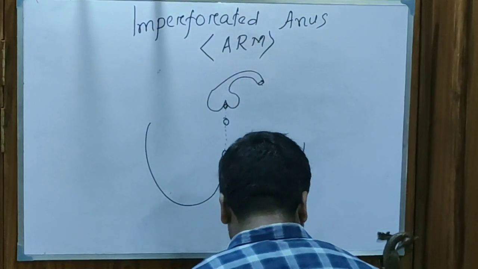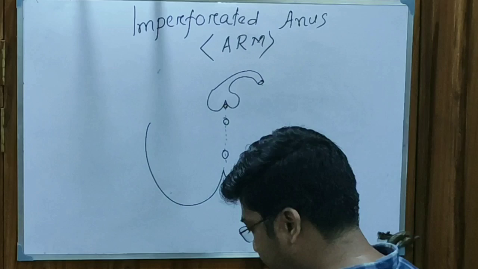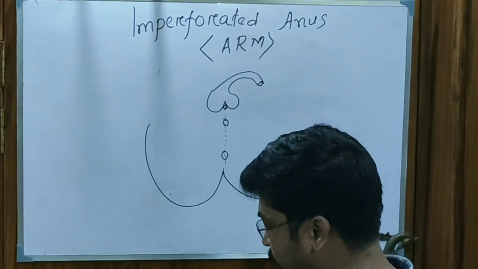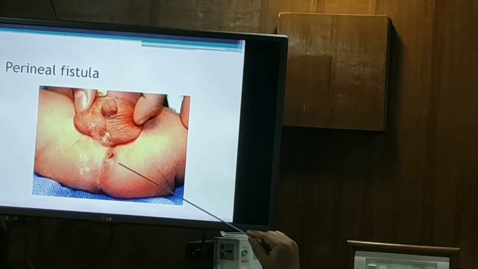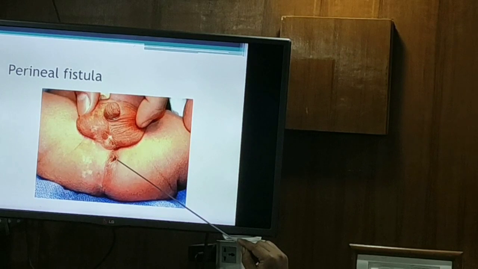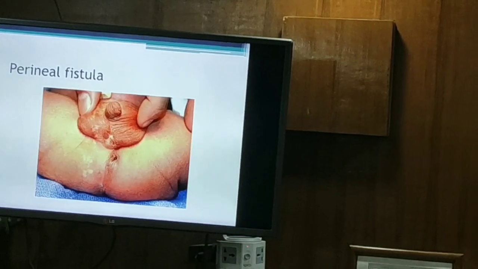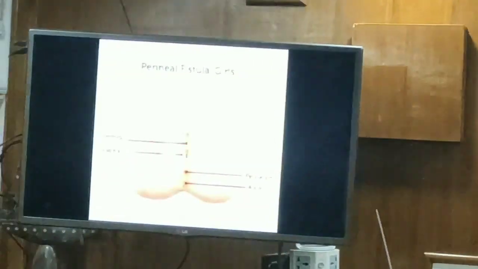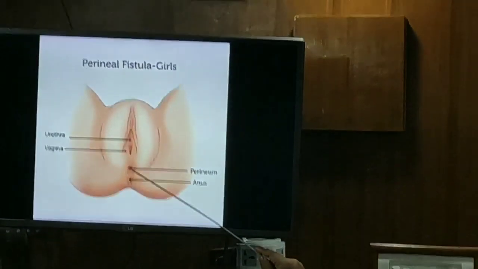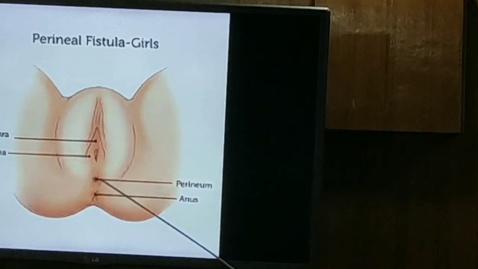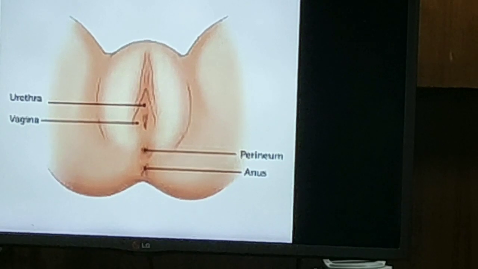What is the picture here? This is a picture of a female baby. There is the anal opening, and a male baby, the anal opening anterior to the normal anal point. And another picture, this is a female baby. This is the normal anus. This is also showing the anal opening at the perineum. So all are anterior ectopic anus. So these are the ectopic anus.